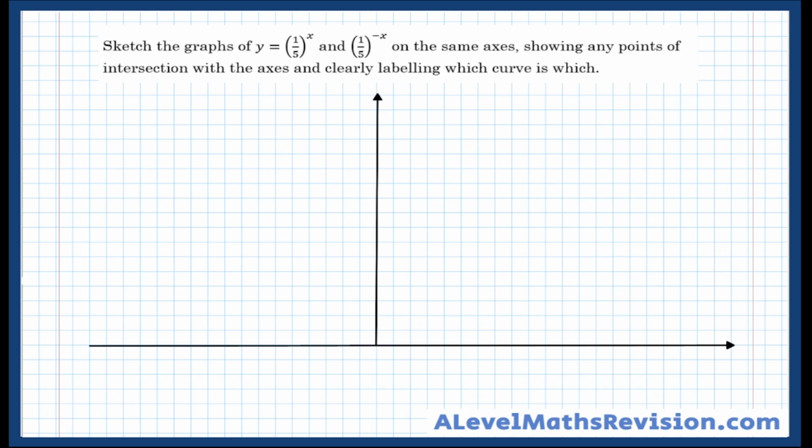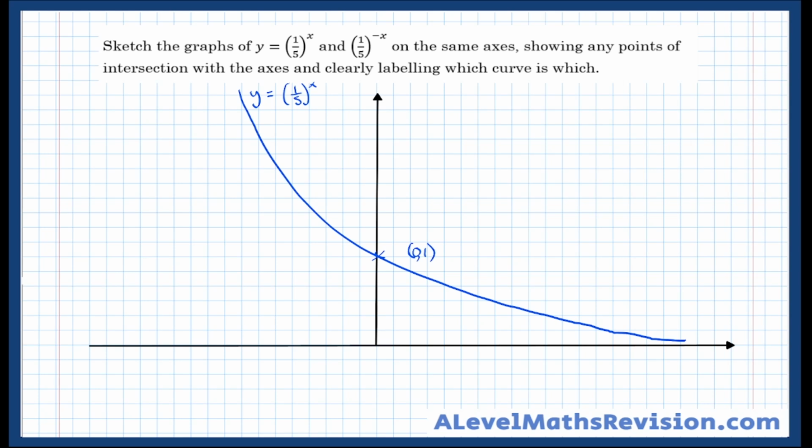Now that's going to be exponential decay because we've got a number smaller than 1 but bigger than 0 to the power of x. So as x increases, this fraction here, when raised to a higher power, is going to get smaller. So it's going to look something like this. So I'll label that y equals 1/5 to the x. And the point of intersection there with the axis is 0, 1, like that.